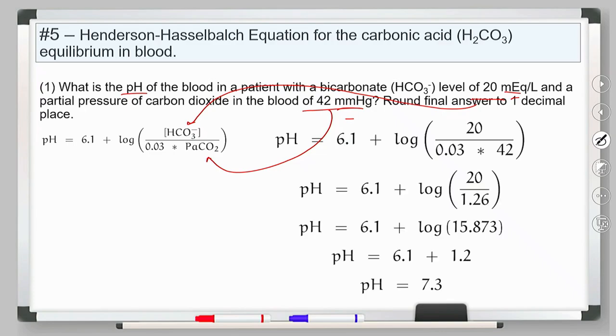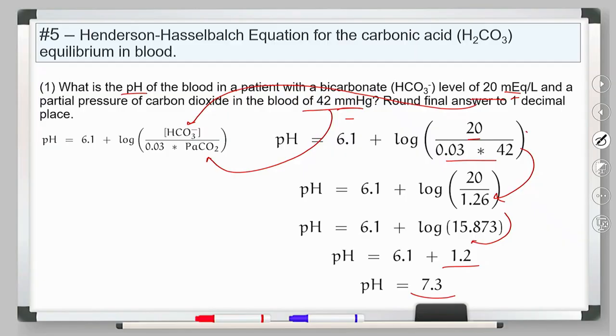All right, well, let's see, what did I do? When I did this and set up and put in the bicarbonate concentration, I got 20 in the numerator over 0.03 times 42 in the denominator here. Just factoring that part in, that's really 1.26. So I took 20 and divided it by 1.26 and got this value of 15.873. I then did the log base 10 of that value in my calculator, and I got 1.2. And all I had to do was add that to the 6.1 pKa to start with, and that's how I ended up with a pH of 7.3.